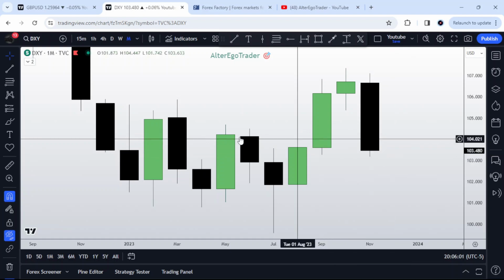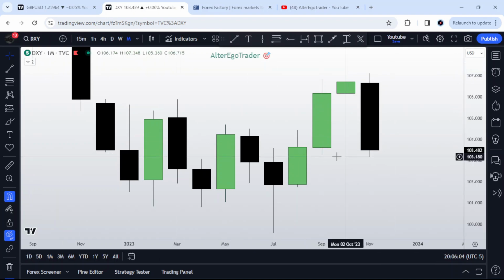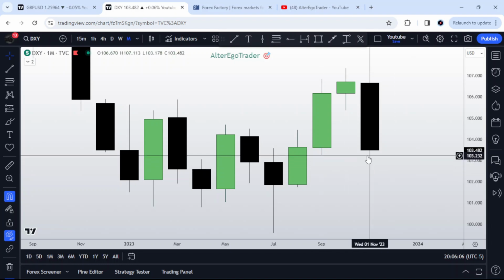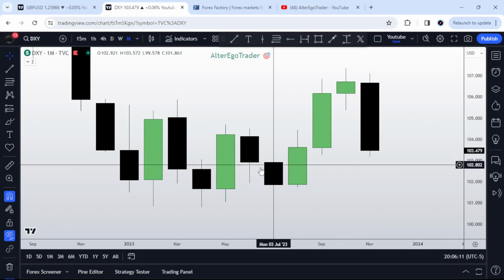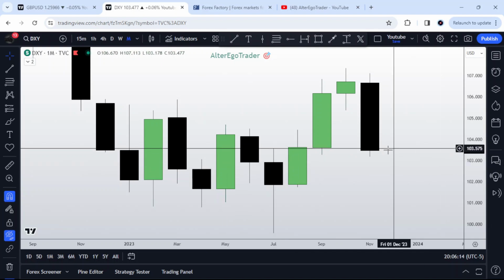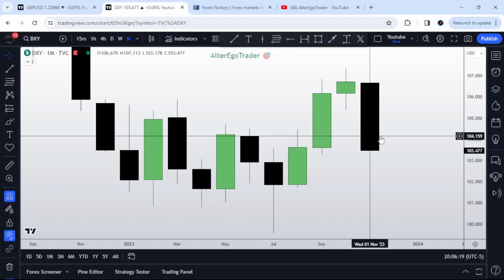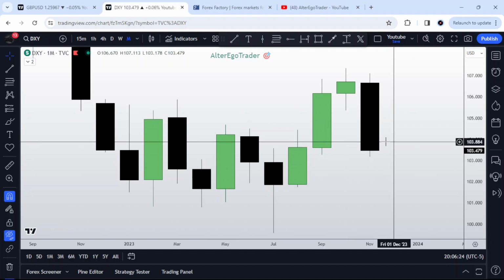And I have lower targets for DXY, and I would like to see it trade lower, deeper down into this order block, this opening price, before seeing a reversal on the lower time frame, going back higher. That will be in December.